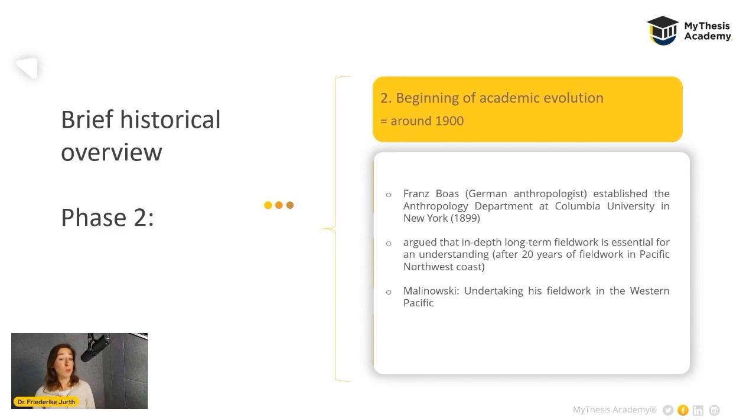Here, Boas argued that it is important to conduct fieldwork, and that practical fieldwork is essential for understanding. He conducted extensive fieldwork of 20 years on the Pacific Northwest coast. And Malinowski, also one of the principal researchers and still an idol until today, undertook his fieldwork in the Western Pacific. So Boas and Malinowski were pioneers for fieldwork and also for a new approach and interpretation of the premises of fieldwork and how to conduct ethnography in a correct way.